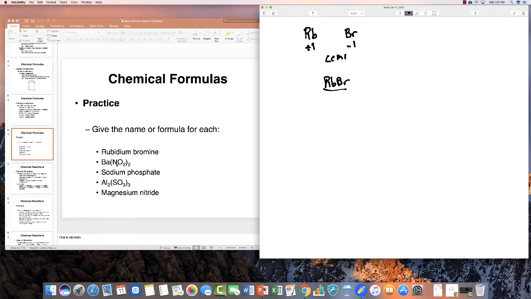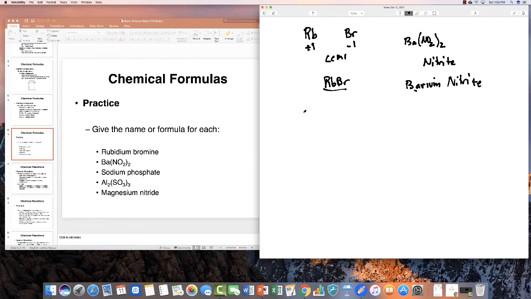Now this next one, barium NO2, if you look at in your table, you'll see that this is the nitrite polyatomic ion. So you say the cation, which is barium, nitrite, name of the polyatomic, so that's the name for this one.